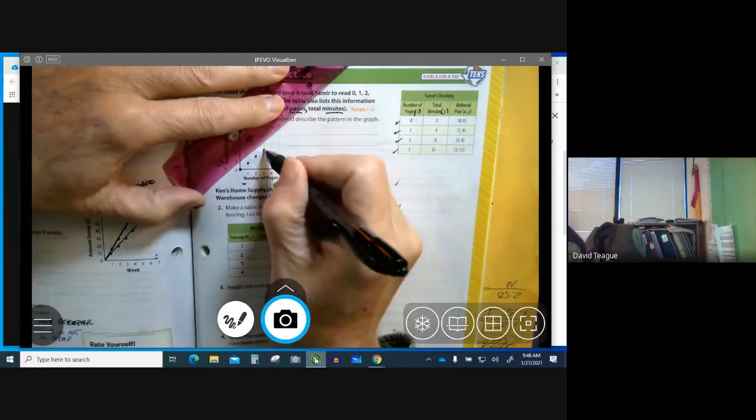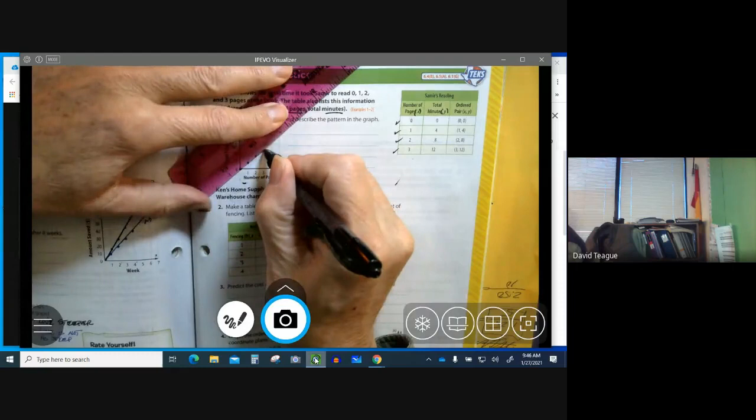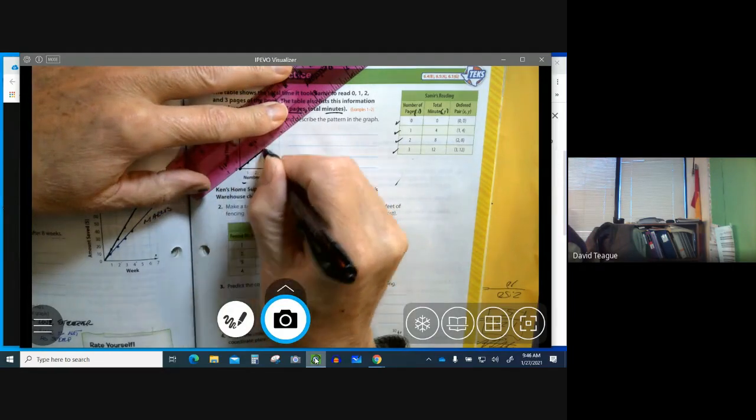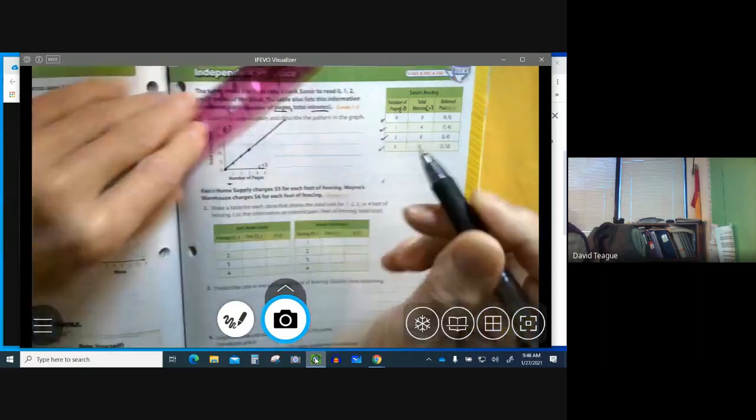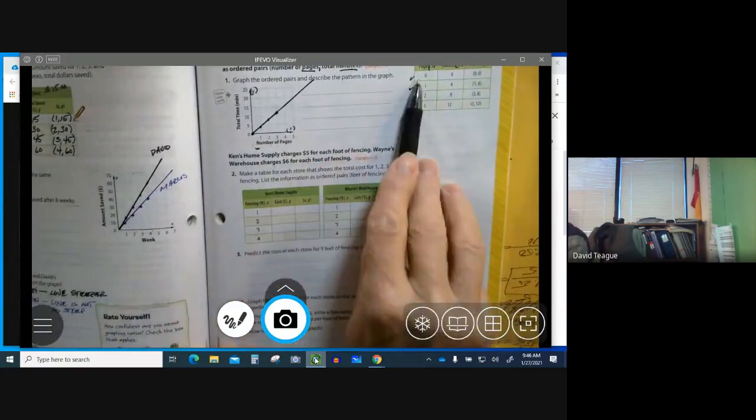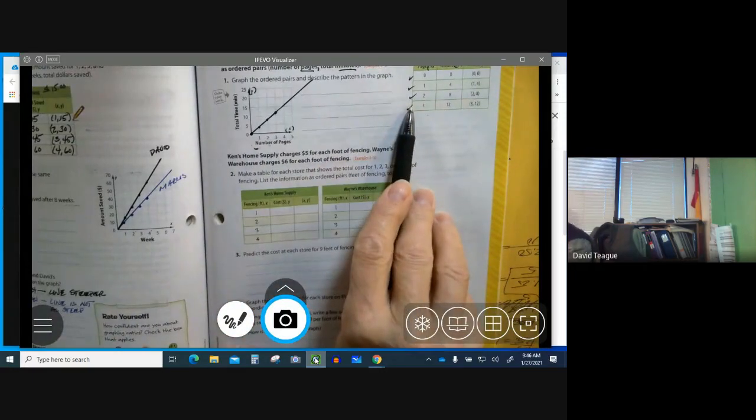I always like to put my pin on the end point, and then I try to line up the other point on your ruler. Okay. So that is the line for these 4 points, these ordered pairs.